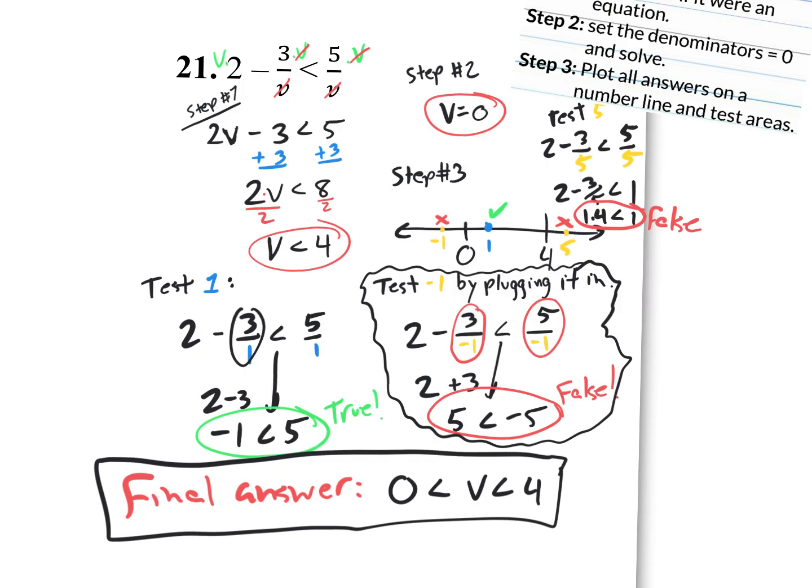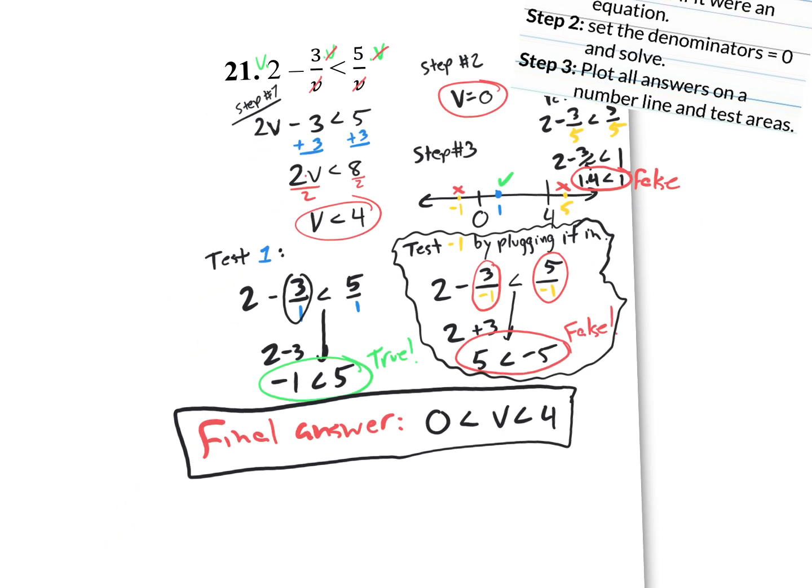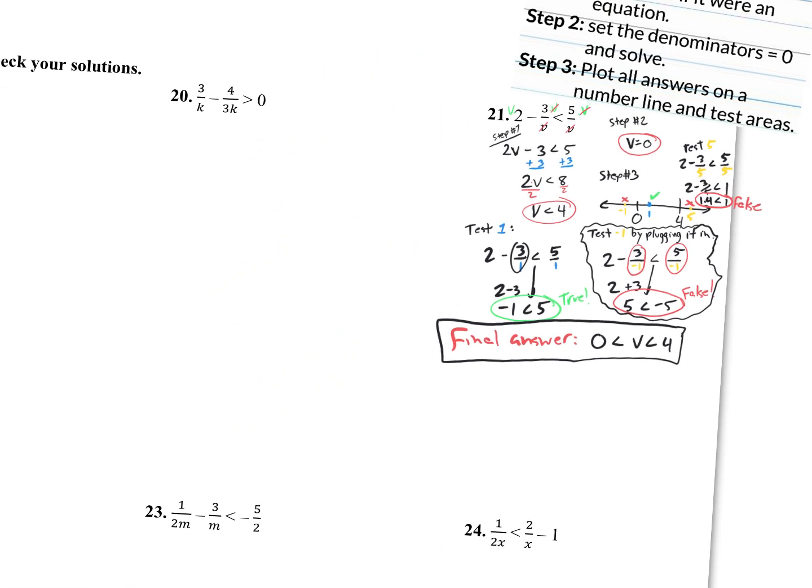And if you think that was a lot, it's actually one of the easiest questions with regards to inequalities. Number 19 was way longer because you had more answers by setting the denominators equal to 0. That means you had more areas to test. So it was a lot more work. You could check that out in a different video.